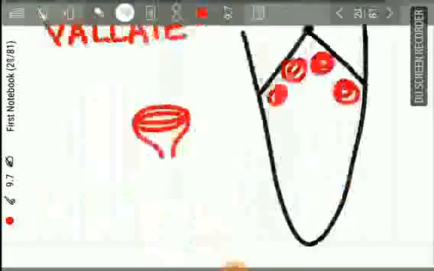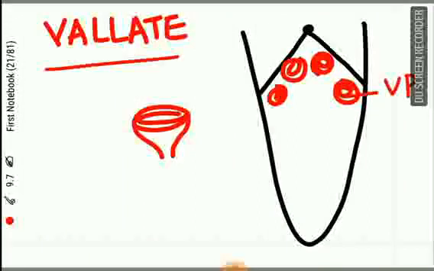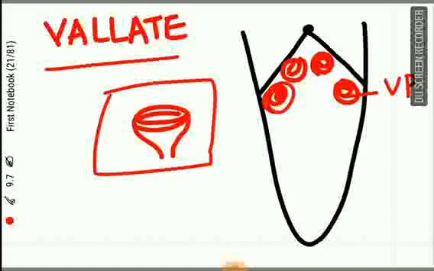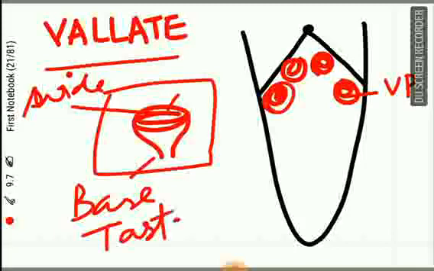Now next come the vallate papillae. Just in front of the sulcus terminalis, 8 to 10 vallate papillae are present. These are deep circular furrows, and if we see each one in detail, it has a narrow base and a wide superior surface. The broad surface shows numerous secondary papillae and numerous taste buds. Taste buds are present in plenty in these circumvallate papillae.